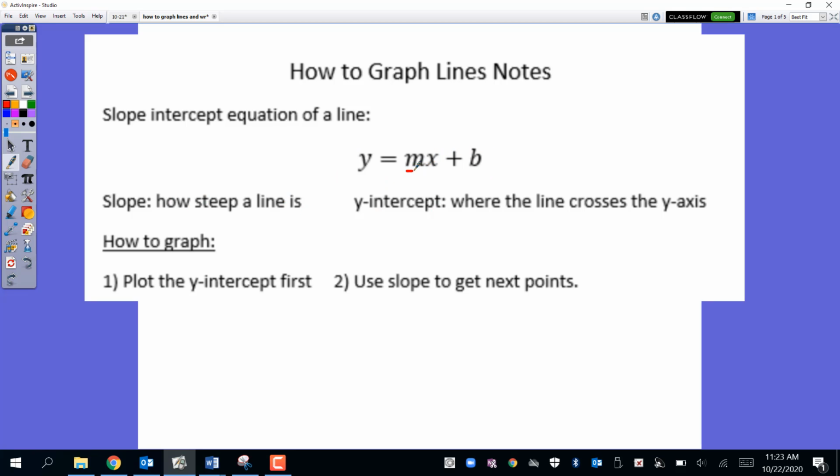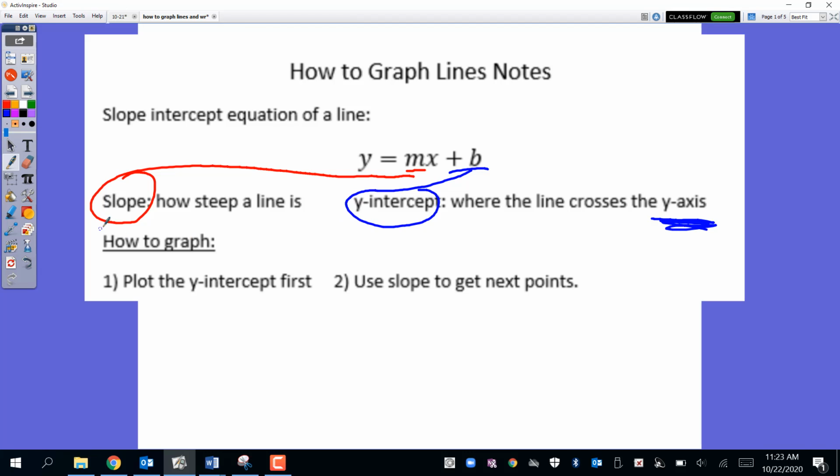And we know that m, the number in front of x or with your x, is always your slope. So I'm going to circle slope, which tells me how steep a line is. And then your b, or your naked number, the number that does not have an x with it, is always going to be your y-intercept, which is where it crosses the y-axis. So that is a point on the graph, and the slope is how you get from one point to the other point. So the first thing you would do is you plot the y-intercept first, so you put a dot on the y-intercept at that number, and then you're using the slope to get to the next point.